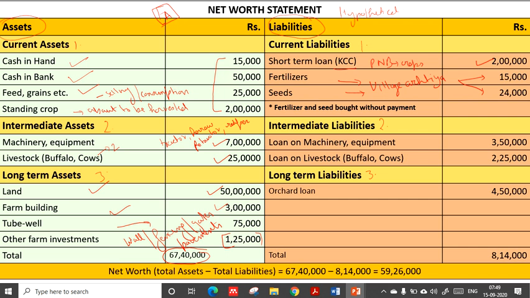Then comes intermediate liabilities, he is supposed to pay it between 2 to 5 years. What is it? Loan on machinery, let's say that tractor was on loan and some of the machinery, that is rotavator, was also on loan. That loan was 3,50,000 rupees. Loan on livestock, 2,50,000 rupees, so he has 2 more buffaloes also. This is the remaining amount of the loan.